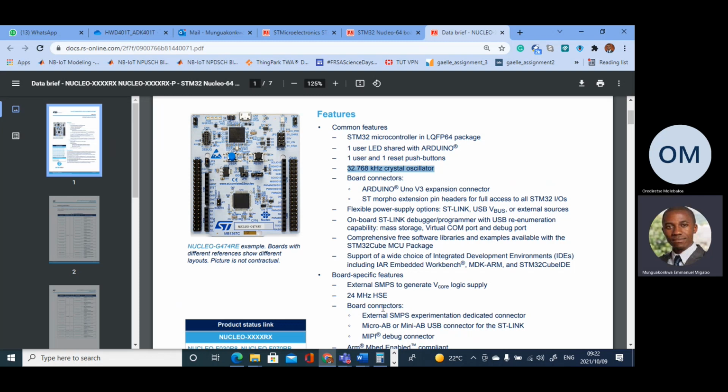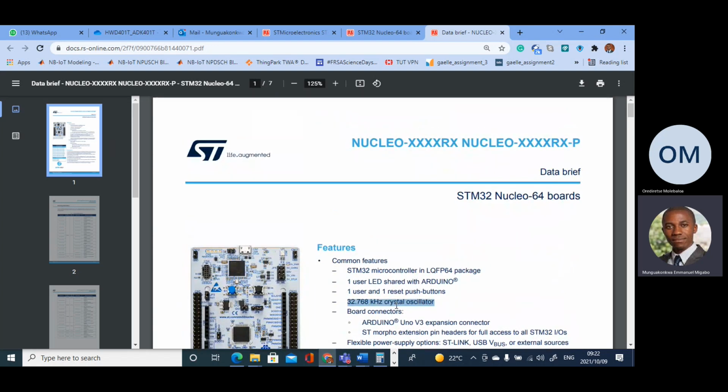External SMP, I'm looking at the 24 megahertz high-speed clock, which is also another possible clock to enable. But the main clock is the crystal oscillator in this case, and it's the 32.768 kilohertz. And there's a specific reason why microcontrollers most of the time use this type of crystal oscillator. One would be wondering, why does it have to be 32,768? Why wouldn't it be 32 kilohertz or 33 kilohertz?